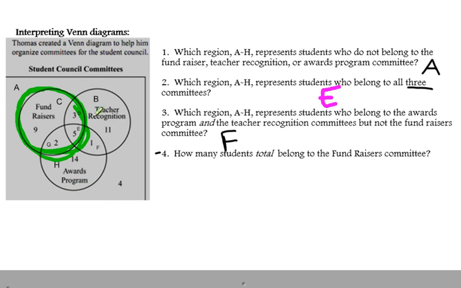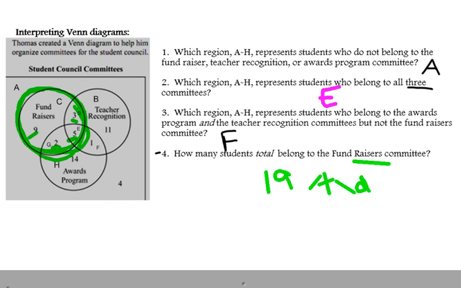So that would be 9, 3, 2, and 5. So if we add 9 to 3 to 2 to 5, we should get a total of 19 students who belong to the fundraisers committee.